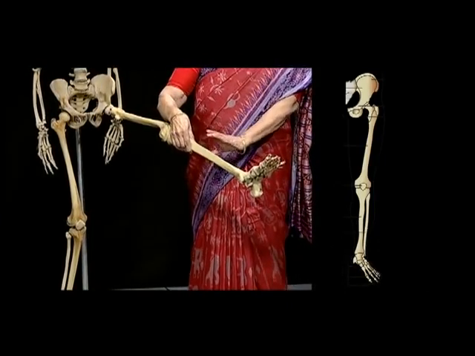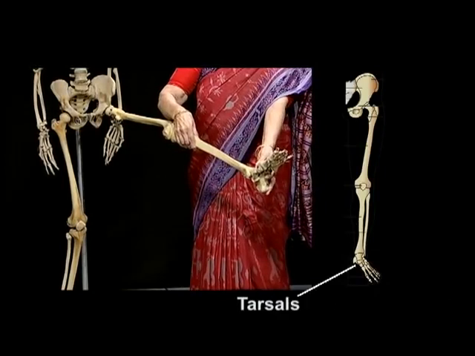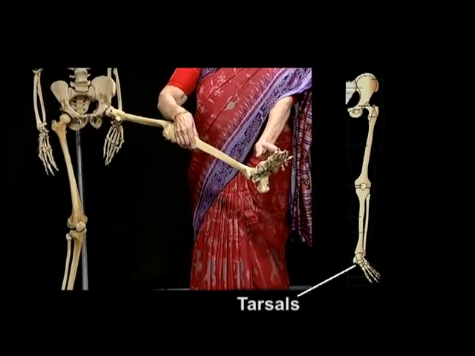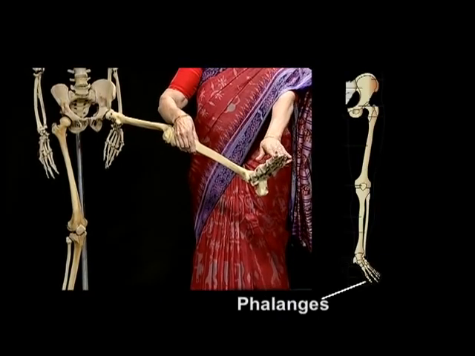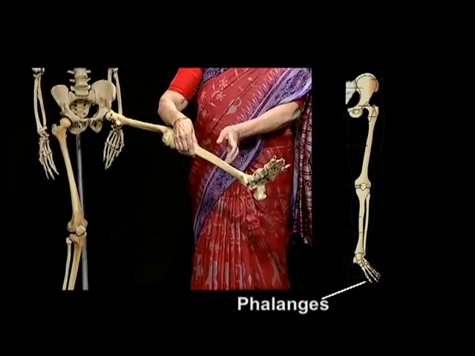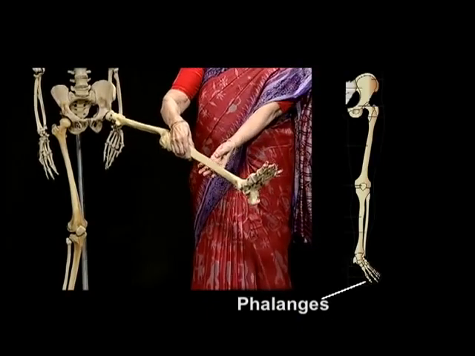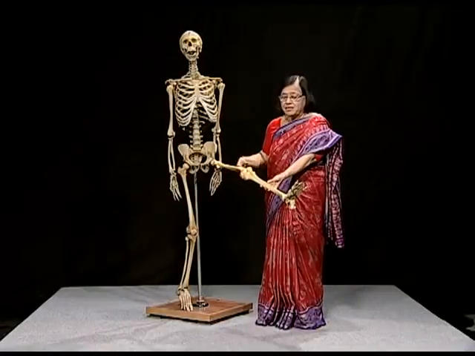Similarly, like in the forelimb, it has tarsals 8, then 5 metatarsals in the feet, and then 14 phalanges or digits, that makes it 30. So, the leg also has 30 bones.